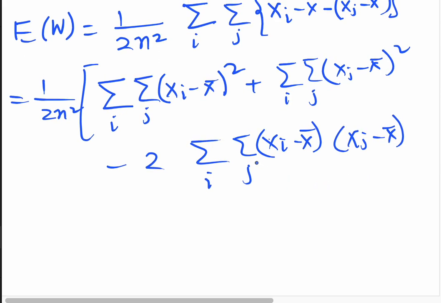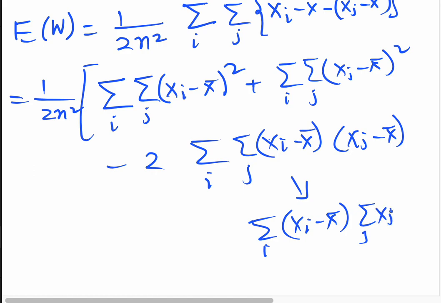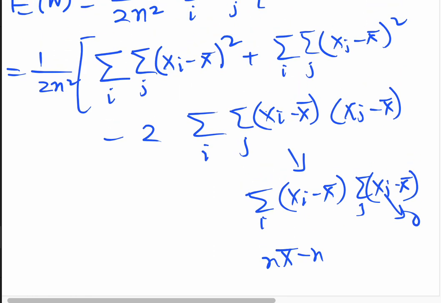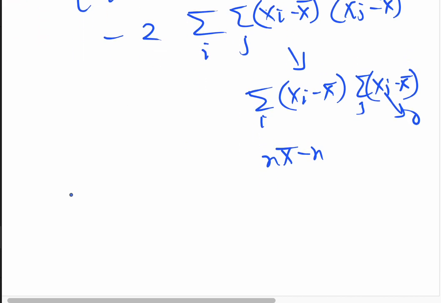So this will be 0 because summation of i, xi minus x bar, these two are independent, so you can write it in this fashion: summation of i, xi minus x bar, times summation of j, xj minus x bar, and these will be cancelled out, because summation of xi means n x bar, and this is n x bar, so this will be cancelled out. So that means this term is not there.